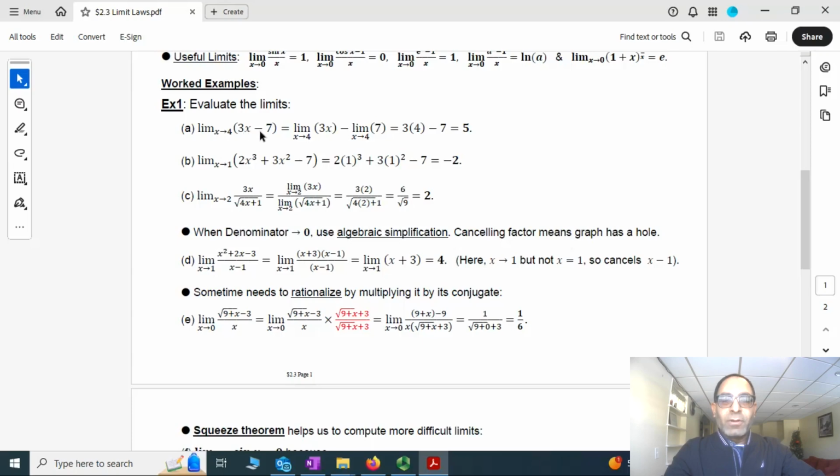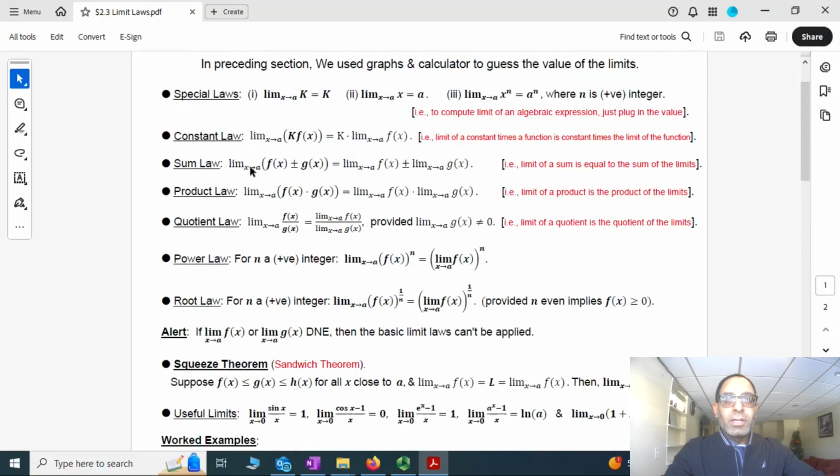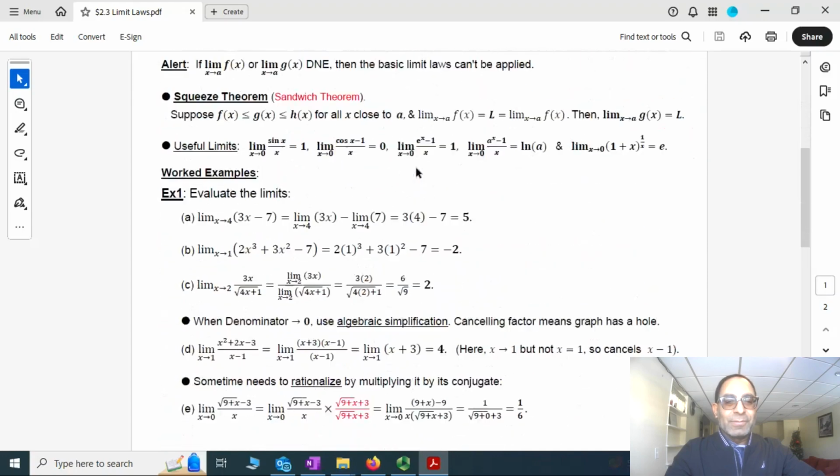Here our function is the difference of two functions. One function is 3x, another function is the constant 7. Now we use the sum rule: the limit of the sum or the difference of two functions equals the sum or the difference of the limits, respectively. For our case we are using the difference. Okay, let me scroll down.